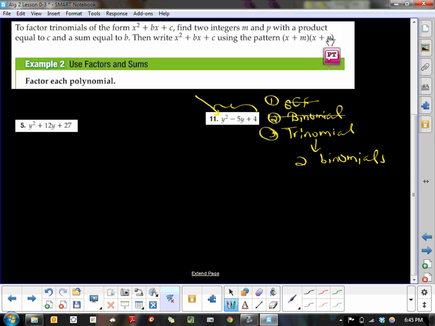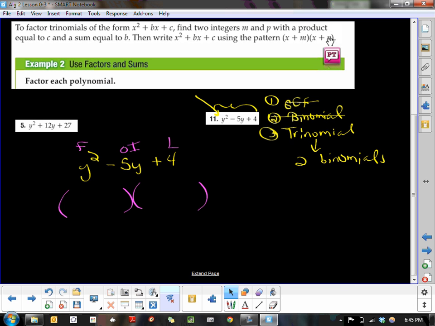So I immediately start partitioning this. I got the y squared minus 5y plus 4. Trinomials, if factorable, will factor into two binomials. So I know this is my first term. This has to be a combination of my inside and outside, and this has to be a combination of my last term. The first terms multiplied together have to give me a y squared. So that pretty much solidifies. This must be a y and a y.